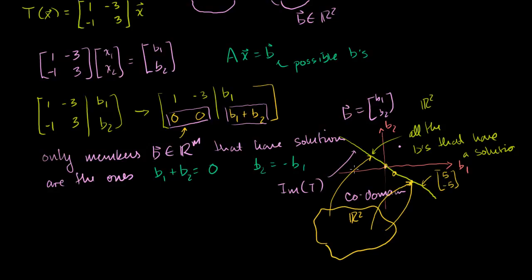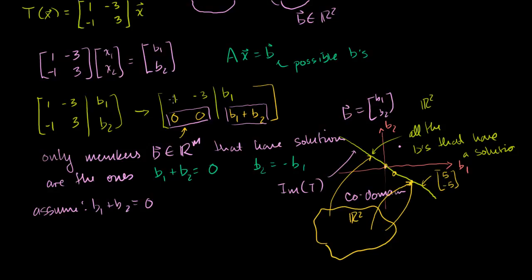So let's assume that we're dealing with the b's in our image, that we're dealing with something where we can get a solution, that b1 plus b2 is equal to 0. Then what are our constraints? What will map to our vector b that we're dealing with?